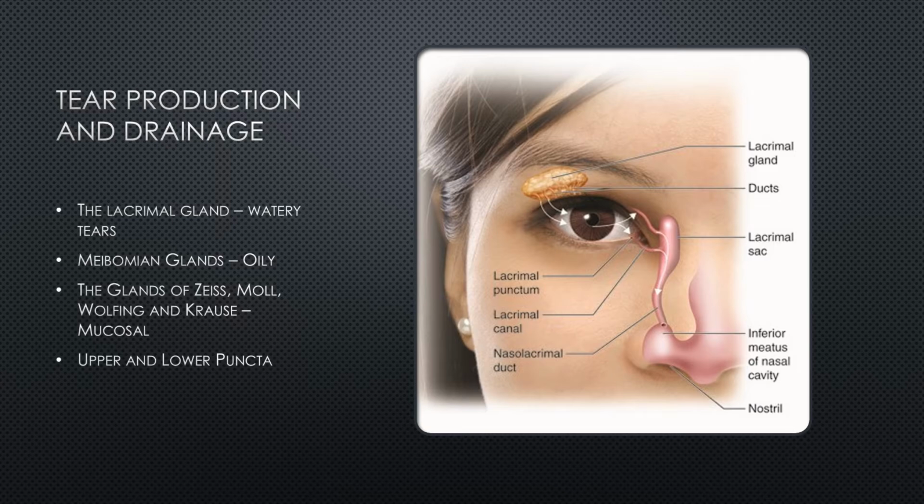With each blink, tears are pushed across the eye towards the puncta located at the medial junction of the upper and lower eyelids. From the puncta, tears are pushed into the canaliculi and then into the lacrimal sac. They are drained from the lacrimal sac and nasolacrimal duct to the inside of the nose and down the throat.